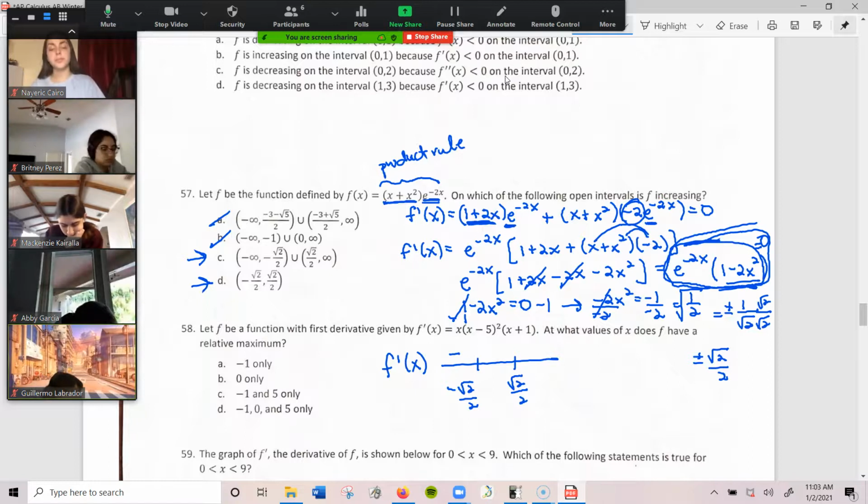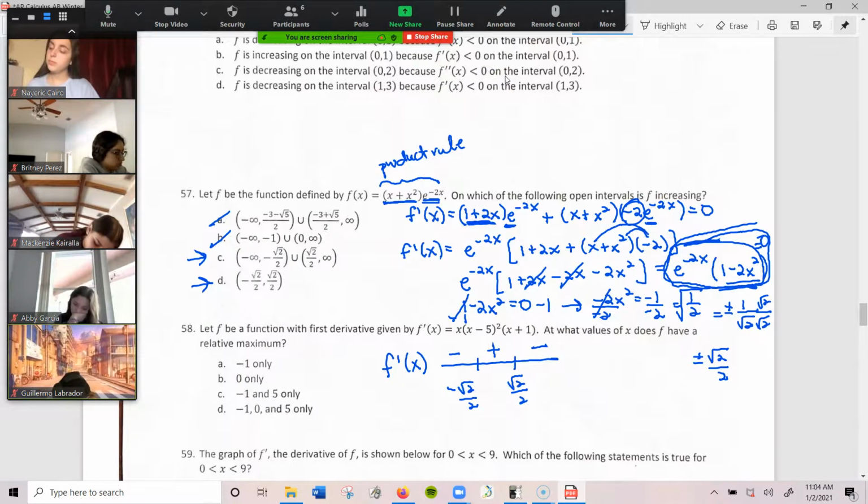Between negative square root of 2 over 2 and positive square root of 2 over 2 is 0. So I'm going to plug in 0. If I plug in 0, e raised to the 0 is 1. And then 1 minus 0 would be a positive number. And then if I plug in, let's say, positive 2, this would be e to the negative 4, which is a fraction, so a positive. But if I plug in 2 here, I get 1 minus 8, so that would be a negative number. So it is increasing here from negative square root of 2 over 2 to positive square root of 2 over 2. So D.